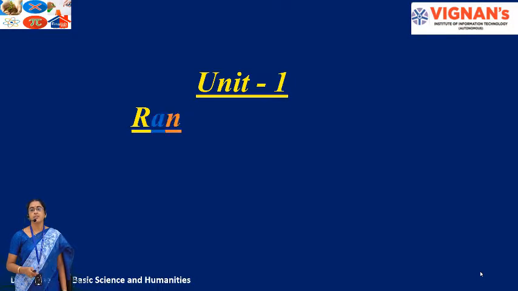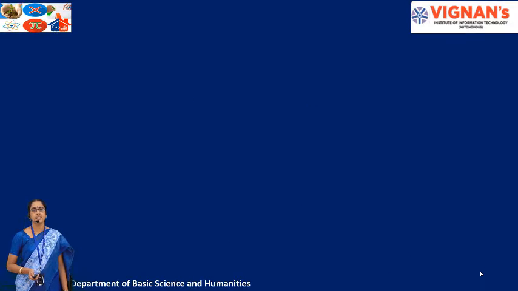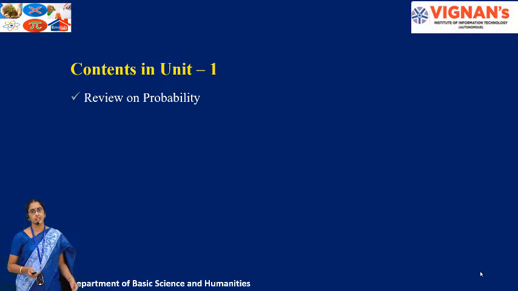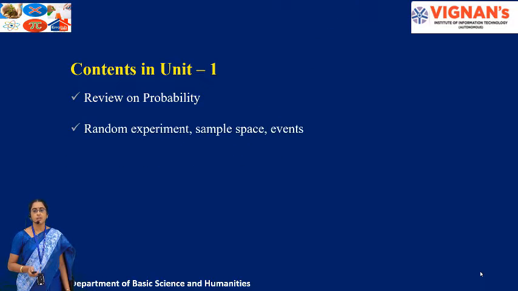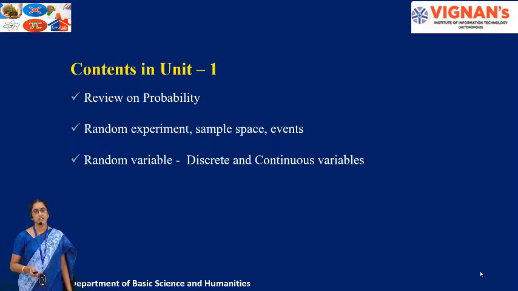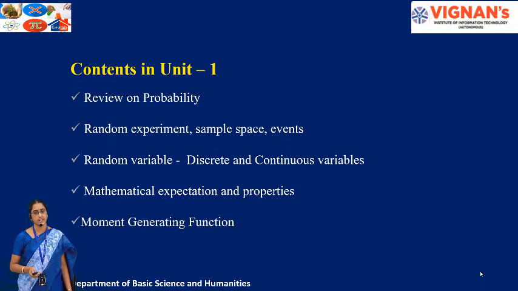Okay. Now next we will go through the first unit, random variables. In this unit, first we will see what the contents are. The first topic is review of probability. Even though you have learned it in your schooling and intermediate level, we have to learn some more things here. Then after probability, we discuss the definitions of random experiment, sample space and events. Then the third one is random variable. The fourth one is mathematical expectation and properties, and the last topic is moment generating function.